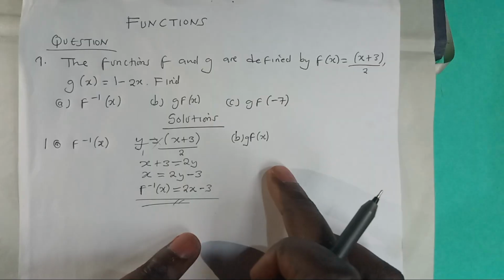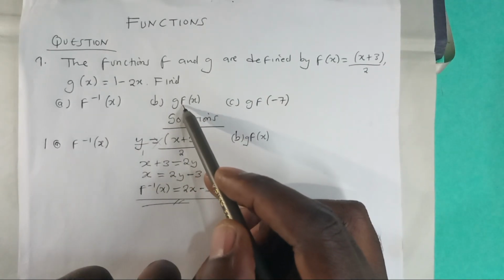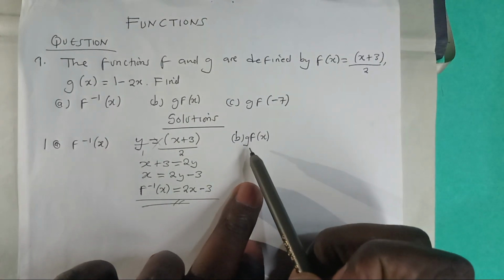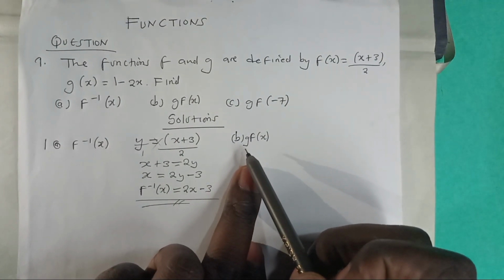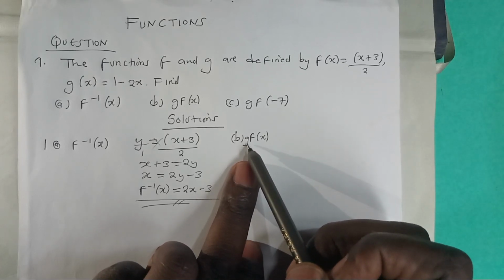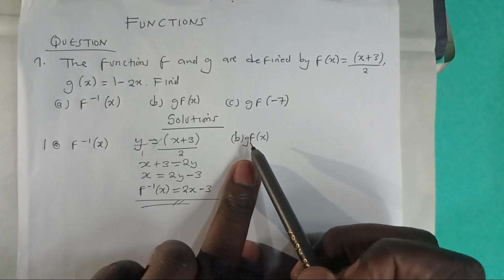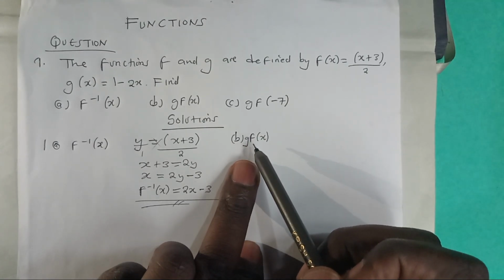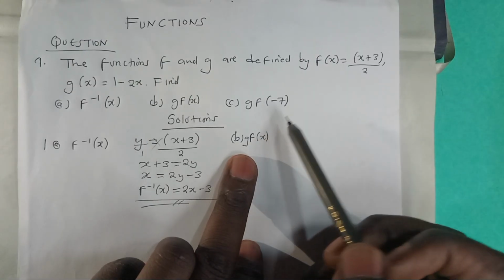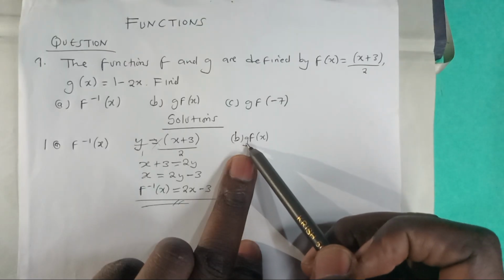Coming to the second part, we want to find gf of x. As we can see, in the function that we want to come up with, we have two functions, which is a composite. So gf combined. What are we going to do? We are going to get the function of f, and whatever we have for f, we are going to put in the function for g.